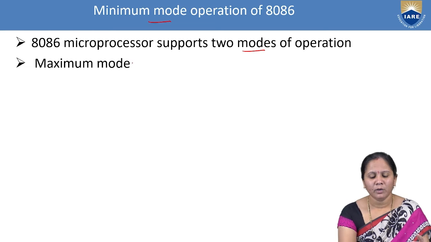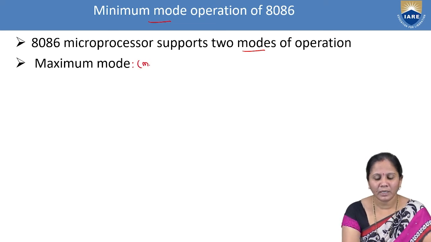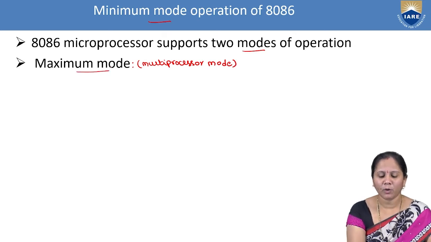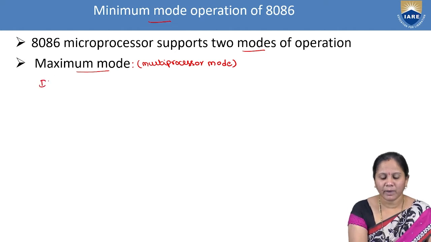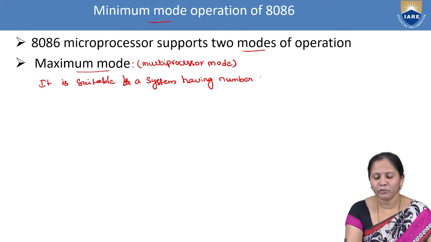Now, what is meant by maximum mode? Maximum mode is also called multiprocessor mode. Why? Because it is suitable for a system having a number of processors. That means with 8086, we will have other processors also. That is why maximum mode is also called multiprocessor mode. When the 8086 microprocessor is operating in the maximum mode, it is suitable for a system having a number of processors.